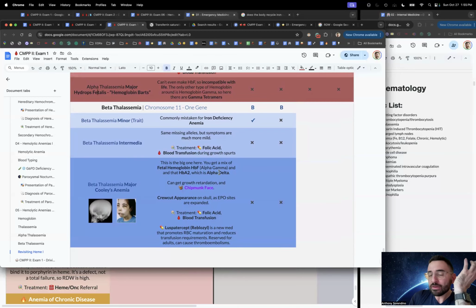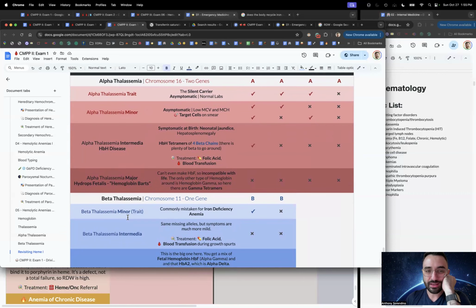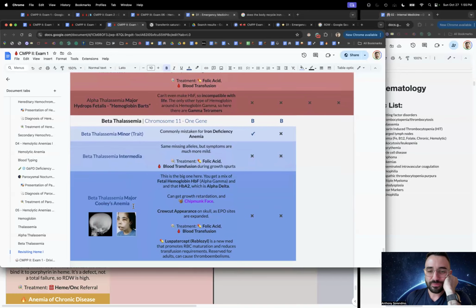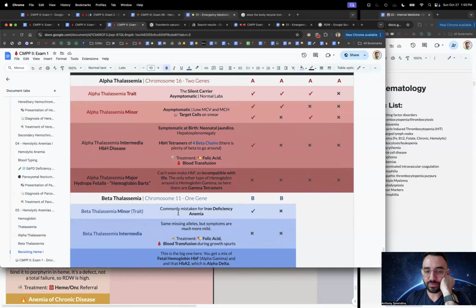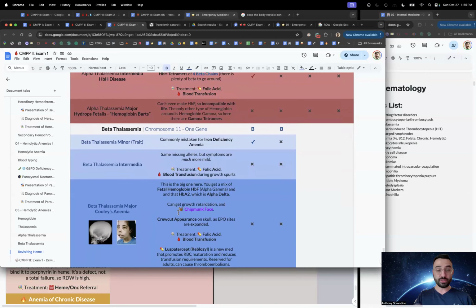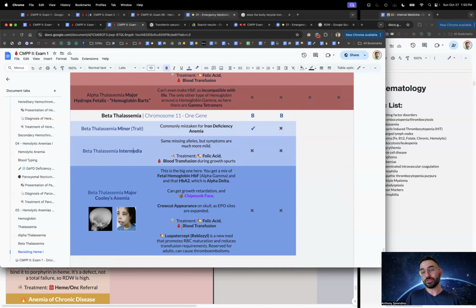This one, it's really technically two because intermedia and major are both missing both alleles, but you can have a more mild case, which is called beta thalassemia intermedia. And the names are confusing because here minor and trait are the same thing. So, whatever. But if the boss fight of alpha is Bart's hydrops fetalis, the boss fight of beta is Cooley's anemia. So you can think of it like, you beta be cool, to know that those two go together. This, you have some really interesting physical findings. You have this crew cut appearance to your skull, and you have this chipmunk face.